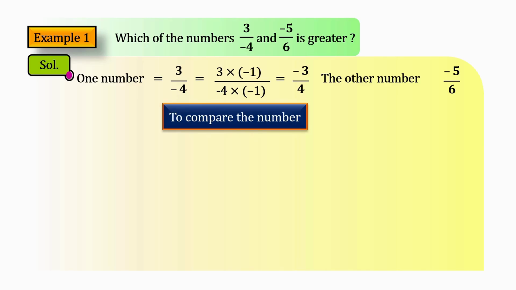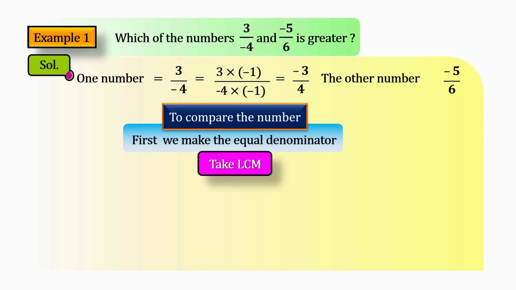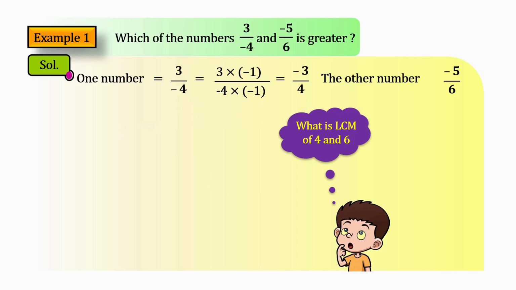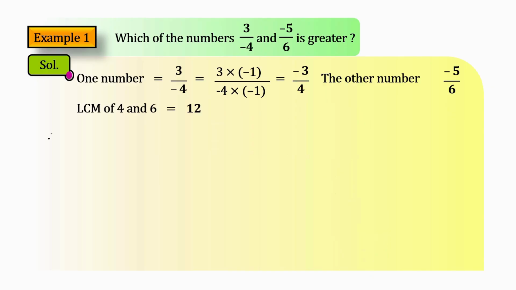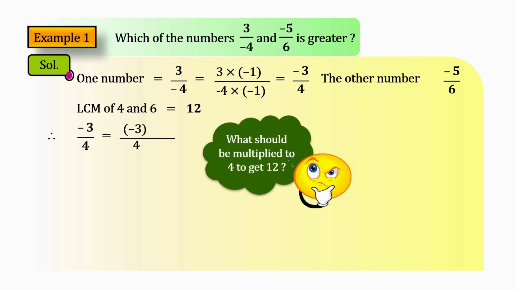For the other number, the denominator is already in positive form, so we don't need to convert anything. Now we need to compare the numbers. First we make the equal denominator, so we have to take the LCM. So the LCM of 4 and 6 is 12. Now what should be multiplied to 4 to get 12? So it will be 3.